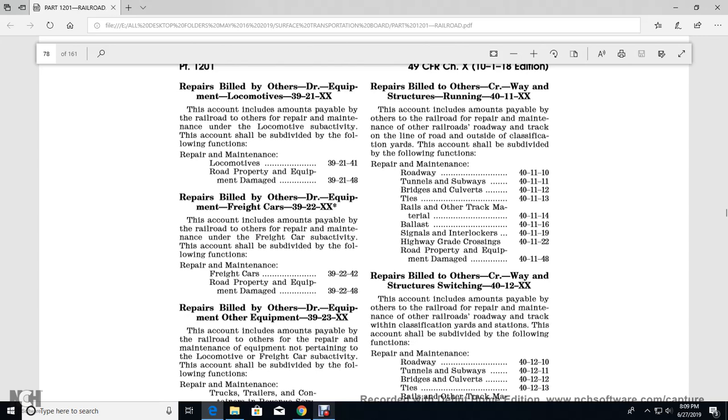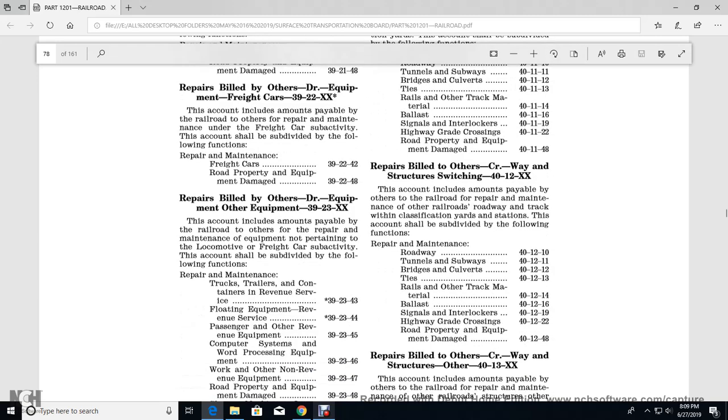The account includes the payable to the railroad for the repair and other repairs made under the freight car sub-activity account, subdivided into the following functions: repair and maintenance, freight car, road property equipment, damage, repair bills of the debit equipment, other equipment, 3923 XX. The account includes the amounts payable to the railroad other than repair and maintenance of equipment that does not pertain to the locomotive or freight car sub-activity, and shall be subdivided into the following functions.